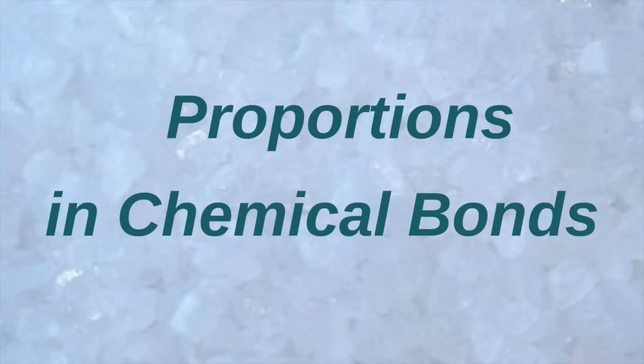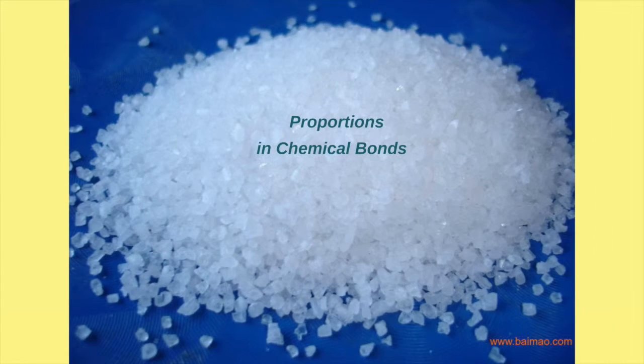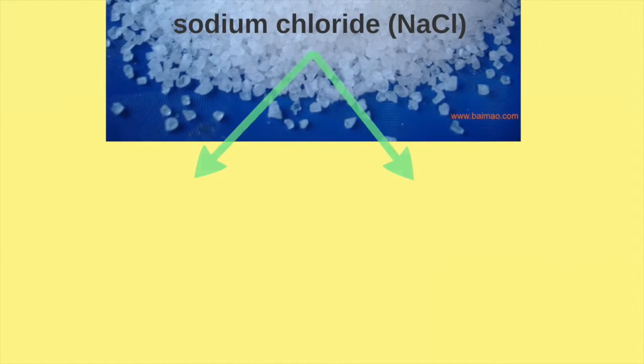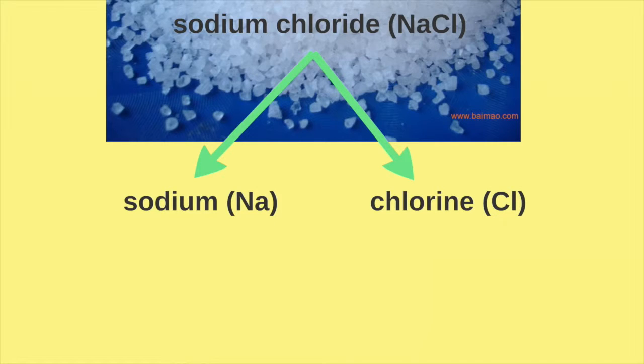In this lesson, we're going to continue investigating proportions in chemical bonds. We're going to start with something you're all familiar with, table salt. Now, salt is the chemical sodium chloride, and sodium chloride is made of the two elements sodium and chlorine.